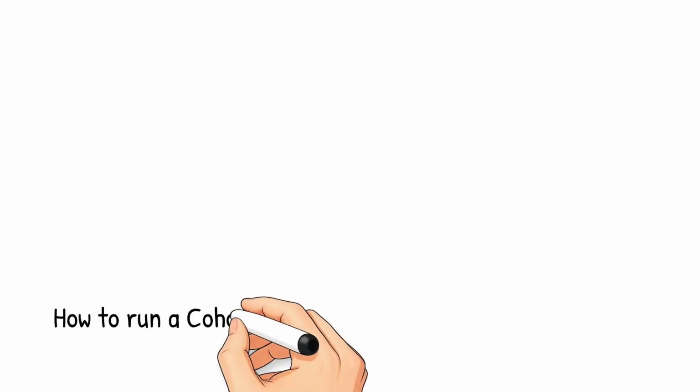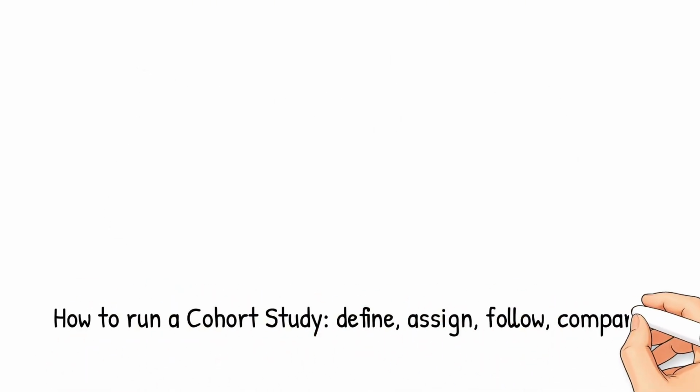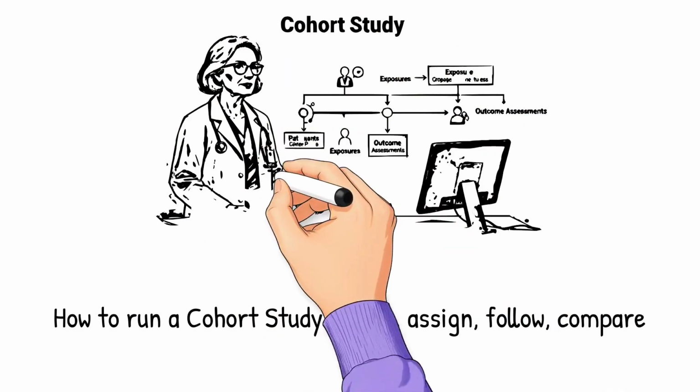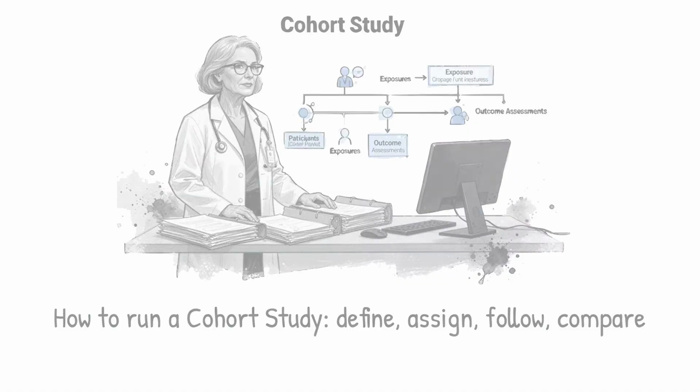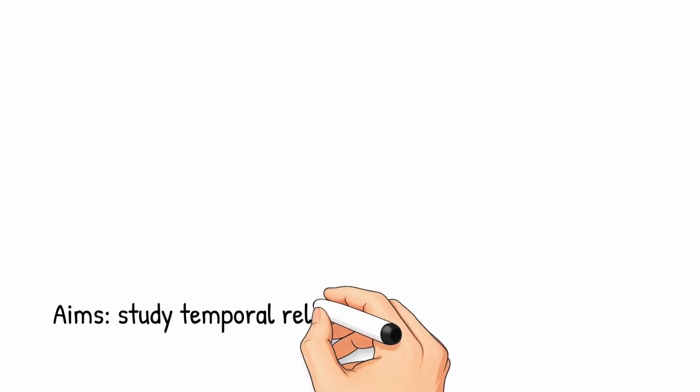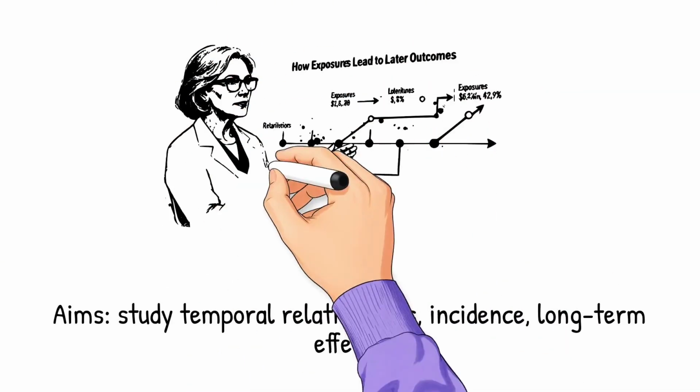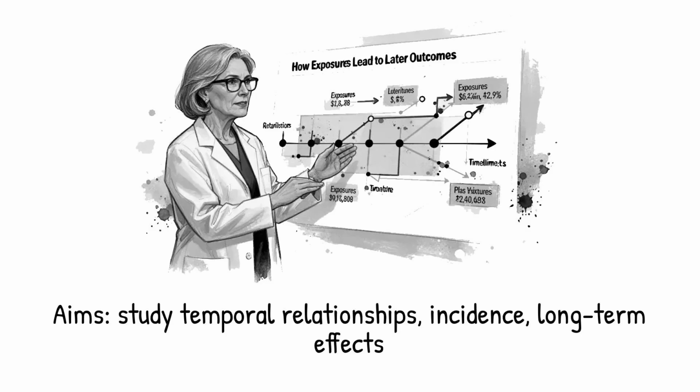How it is performed. Define the cohort at baseline. Record exposure status or assign the intervention. Follow them prospectively with regular clinical assessments, or retrospectively through existing records. Compare outcomes between groups, or describe outcomes in a single treated cohort. The aim: to establish temporal relationships, to show that the exposure came before the outcome, to calculate incidence, to study long-term outcomes of a disease or treatment.